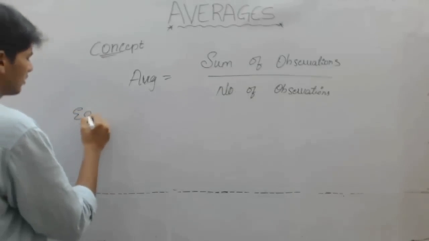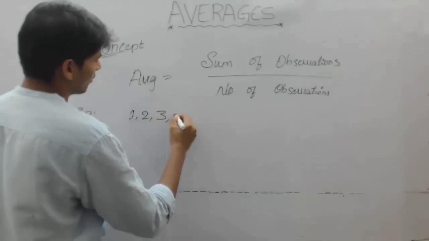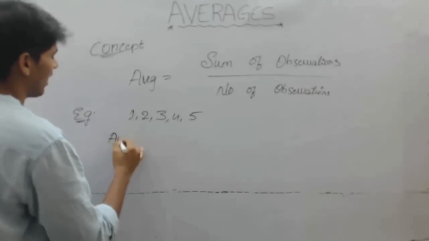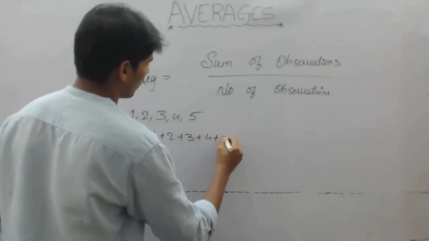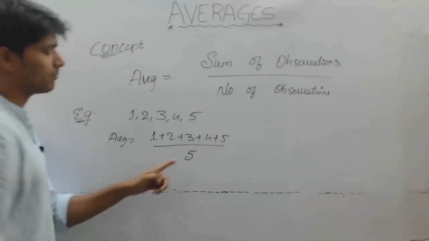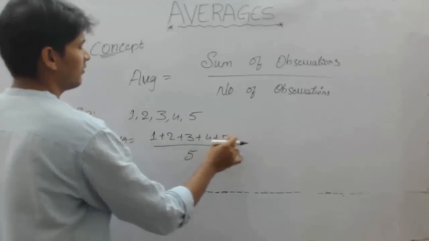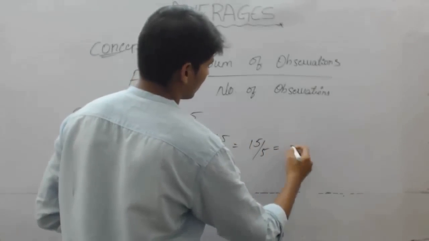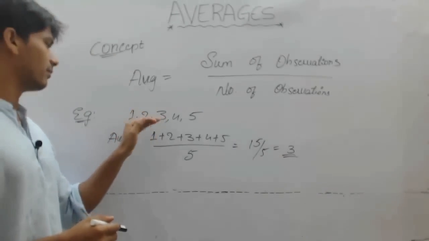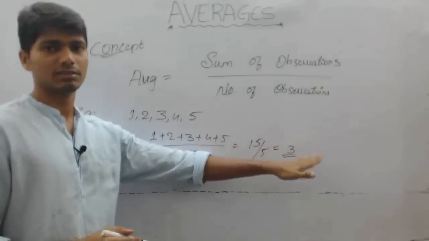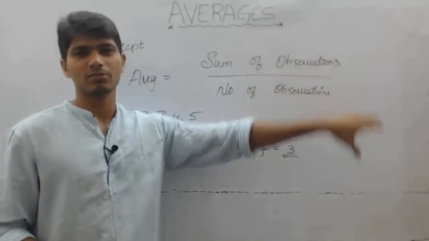Let's take an example. The average of 5 numbers: 1, 2, 3, 4, 5. What would be the average? The sum of observations, that is 1 plus 2 plus 3 plus 4 plus 5, divided by the total number of observations, which is 5. The sum is 15, and 15 by 5 is equal to 3. So the average of these 5 numbers is 3. I hope you got clarity on this small concept. If you are thorough with this concept, all the problems can be solved easily.